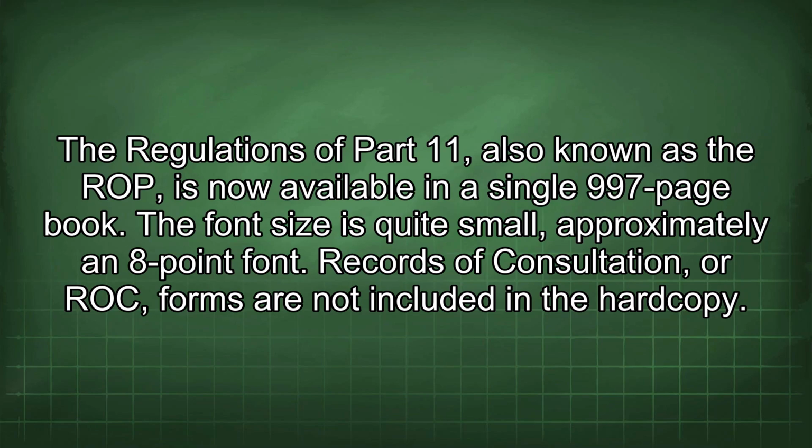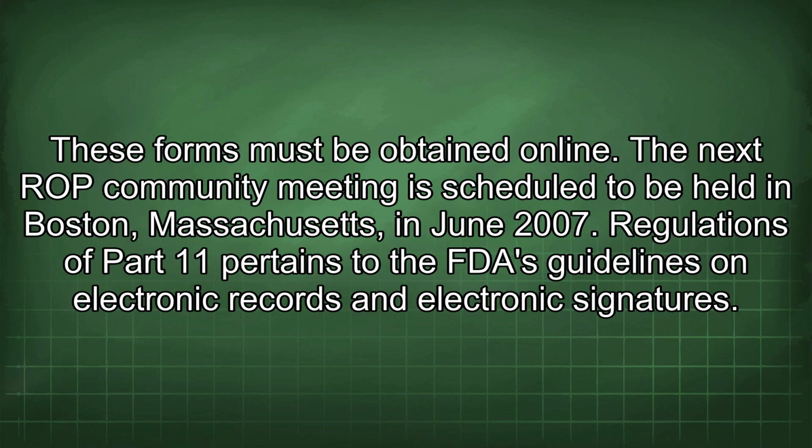The regulations of Part 11, also known as the ROP, is now available in a single 997-page book. The font size is quite small, approximately an 8-point font. Records of consultation, or ROC, forms are not included in the hard copy. These forms must be obtained online. The next ROP community meeting is scheduled to be held in Boston, Massachusetts, in June 2007.